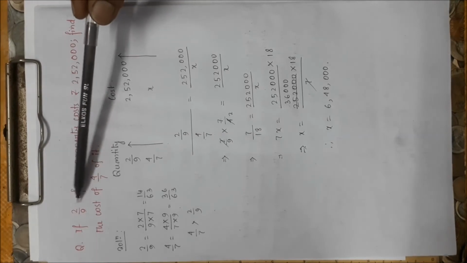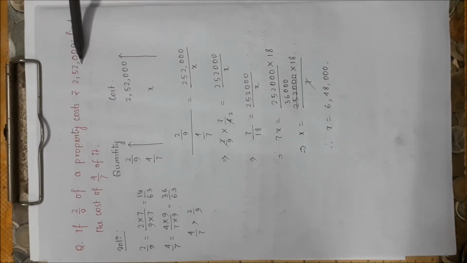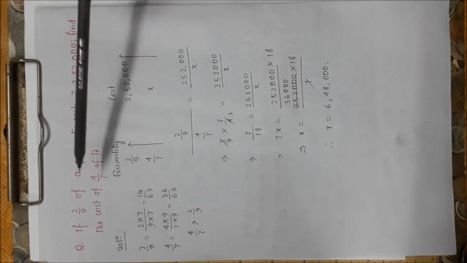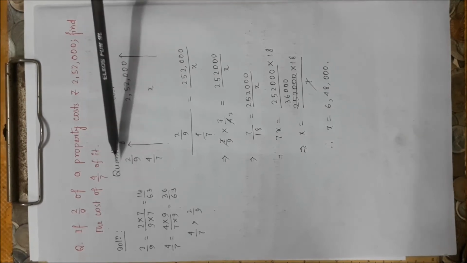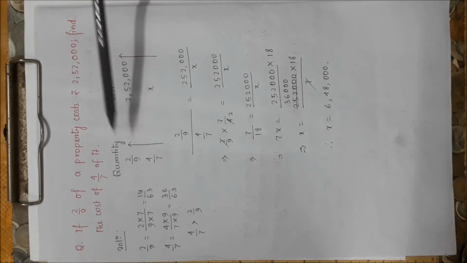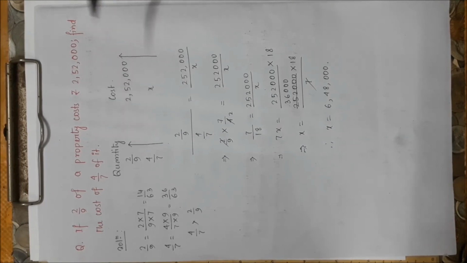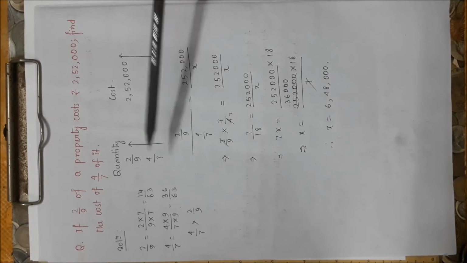If 2 by 9 of a property costs rupees 2,52,000, find the cost of 4 by 7 of it. Quantity is given, the part of a property that we are writing as quantity, and cost is given. So 2 by 9 of a property costs 2,52,000. We need to find out the cost of 4 by 7.